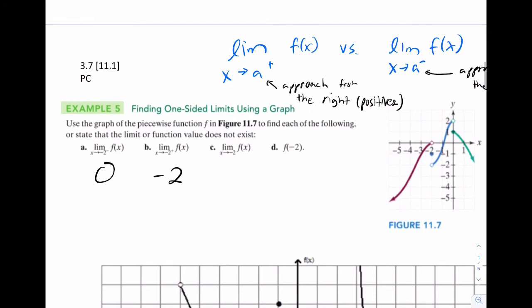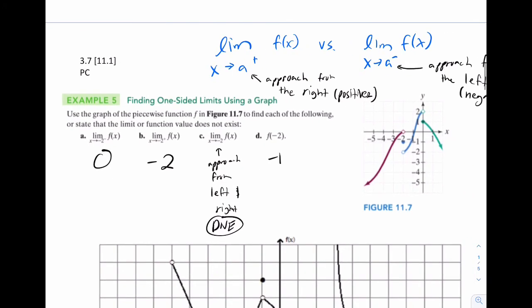Now for this one, there is no plus minus. If there's no plus minus, that means approach from the left and the right. And for this one, since these do not match, you're going to write does not exist. And the last one is going to be -1, and that's because you just evaluate it, and there's a point right there.